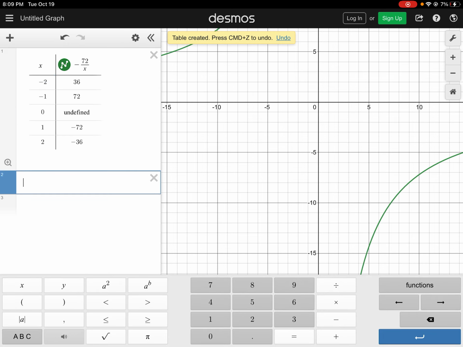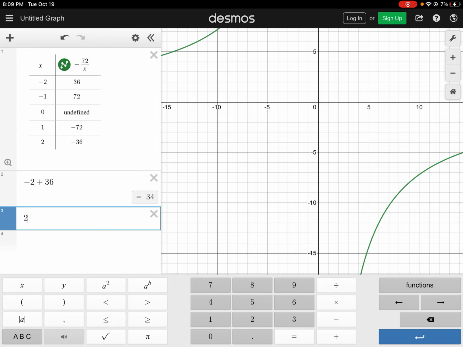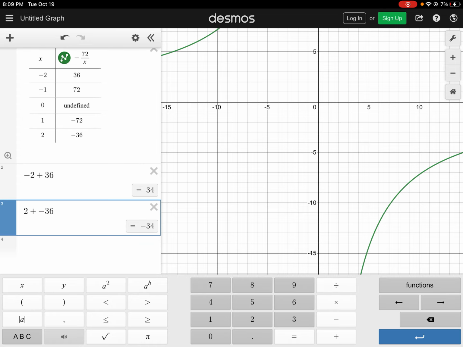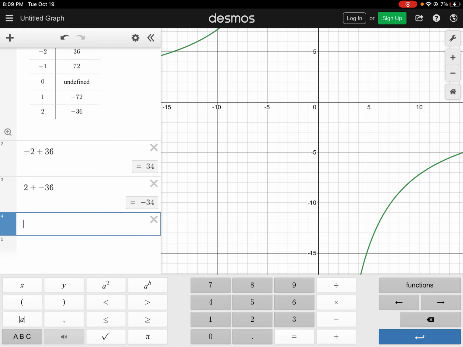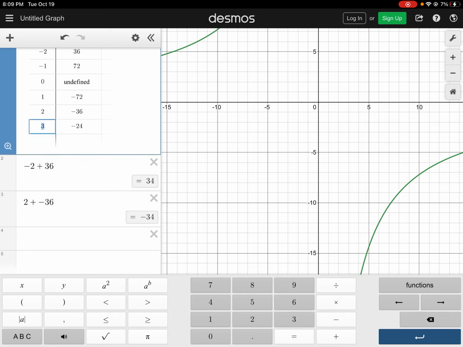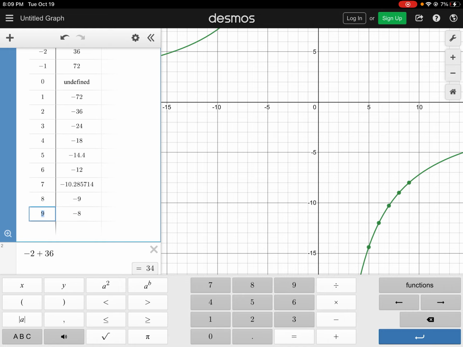Okay, so again, don't know where to start. Negative 2 plus 36. Positive 34. Not what I'm looking for. You could try negative 1 and 72. I'm going to tell you it's not going to work. Don't use 1. Okay, you could try 2 plus negative 36, but all that's going to do is flip your sign. Negative 34 instead of positive 34. So that tells me I need to add to my table, add a few.